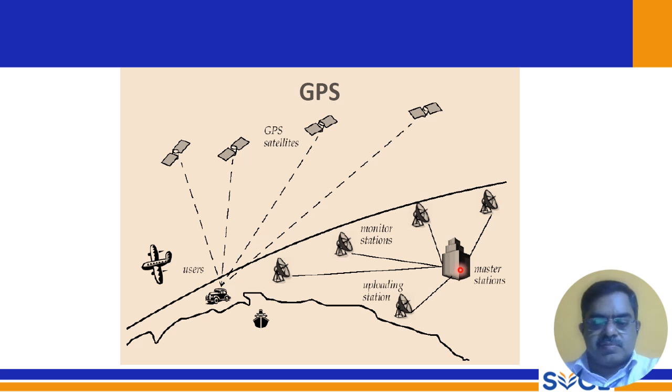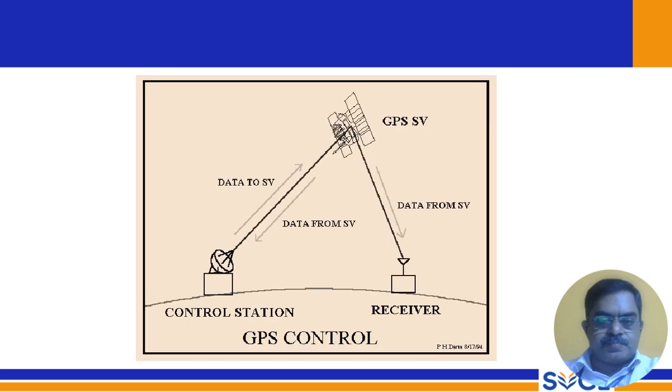We will see the GPS working in the next slide. So this is the GPS satellite, and it communicates with the control station and receiver, with data from the satellite station and data to the satellite station. And here are the receiver and control station. So this is how GPS is controlled, shown with a simple diagram.